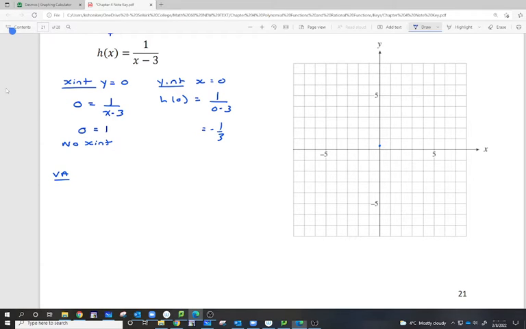Okay, then we find our vertical asymptotes. Vertical asymptotes are found by setting your denominator equal to 0. So what makes x minus 3 equal to 0? When x equals 3. This one only has one vertical asymptote. Okay, then the horizontal asymptote is where y equals 0.